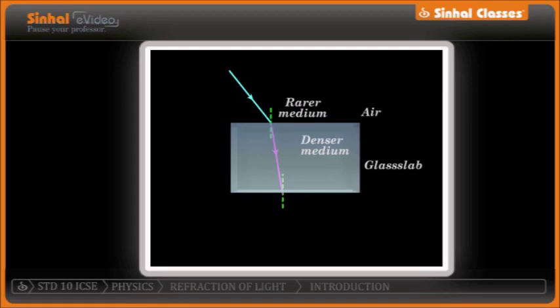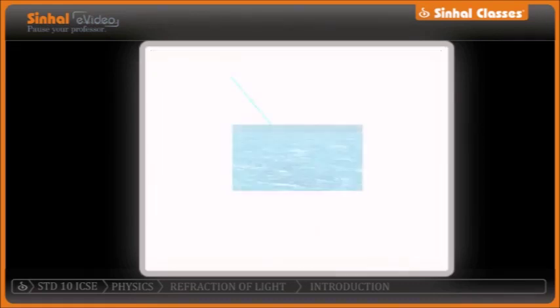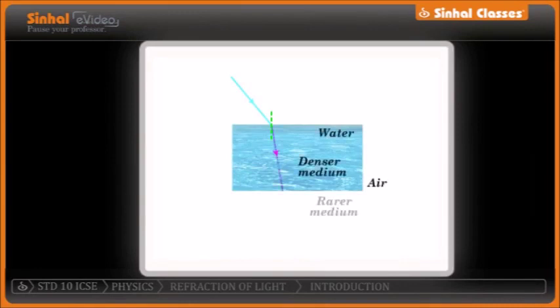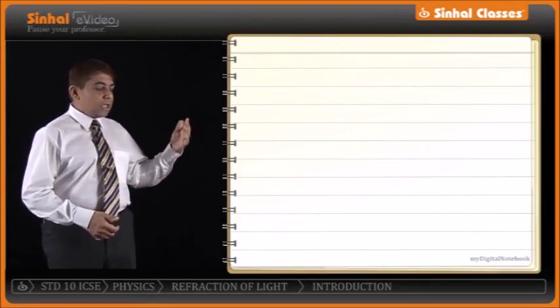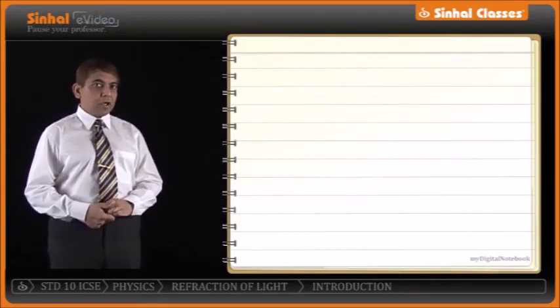However, when a ray of light travels from a denser medium to a rarer medium, it bends away from the normal. So when the same light travels from water to air, that means traveling from denser to rarer, we see that it bends away from the normal. These two principles, when applied to our day-to-day examples, we study different types of refraction that occur.